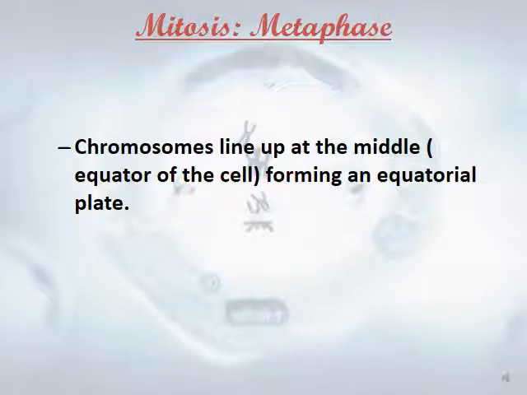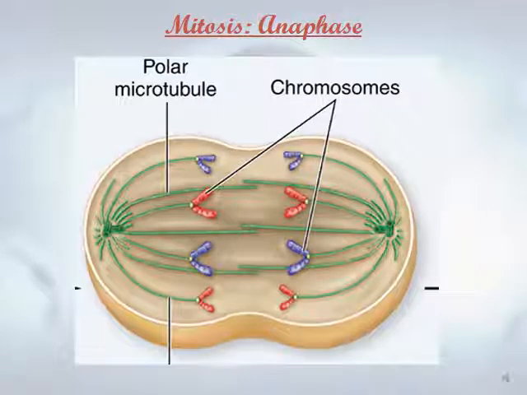So here, chromosomes line up in the middle of the cell, at the equator of the cell, forming what's known as the equatorial plate. After metaphase, what do we have? Prophase, metaphase, and then we have anaphase.